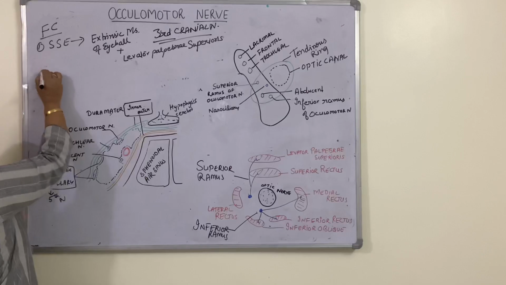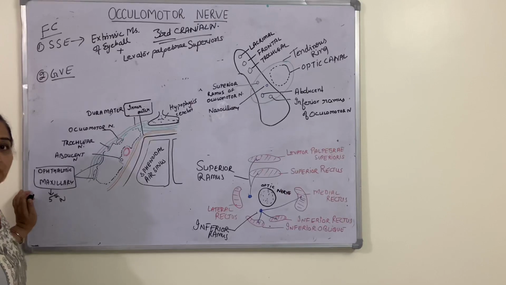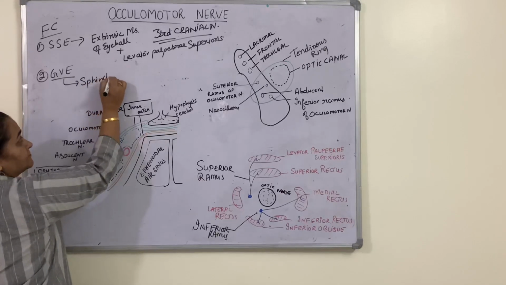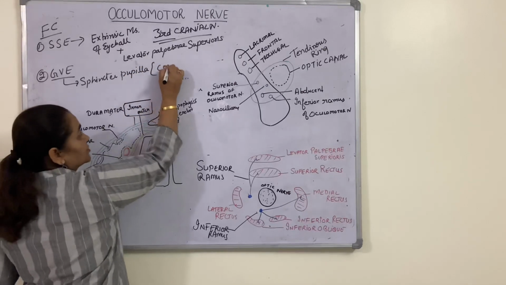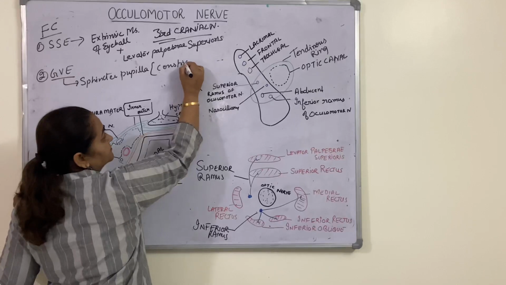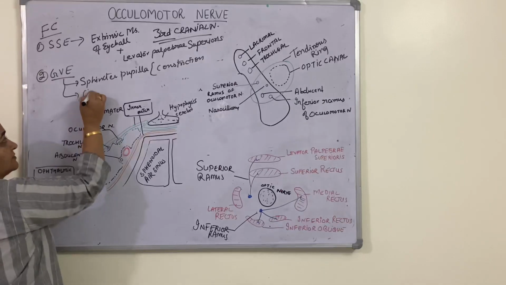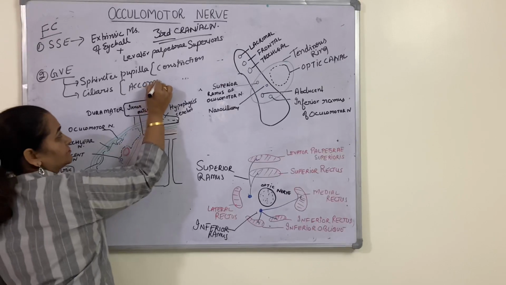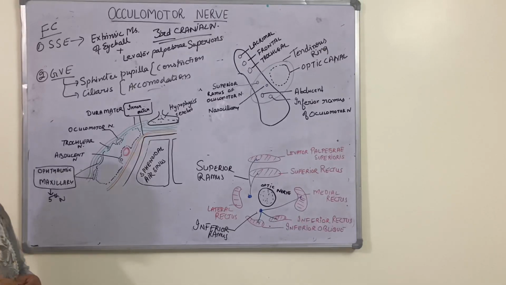Next is the general visceral efferent. These general visceral efferent fibers arise from the Edinger-Westphal nucleus of the oculomotor nerve, and they supply the sphincter pupillae muscle, which is basically the constrictor of the pupil and causes constriction of the pupil, and the ciliaris muscle, which is responsible for accommodation. So these are the functional components of the oculomotor nerve.